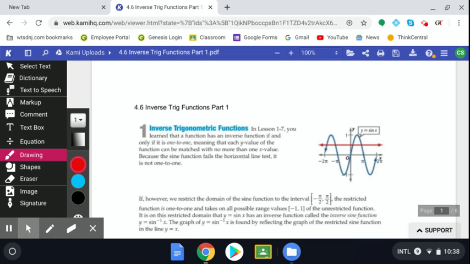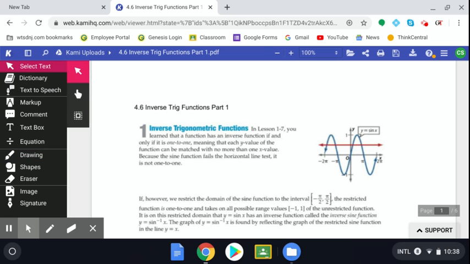Okay, so the topic for today is going to be inverse trig functions, and I decided to split this section into 2 days because I think there's a lot of information here. So we're gonna get started today, finish tomorrow. You already know a lot about trig functions and their graphs. Now we're going to look at the inverse of the trig functions.